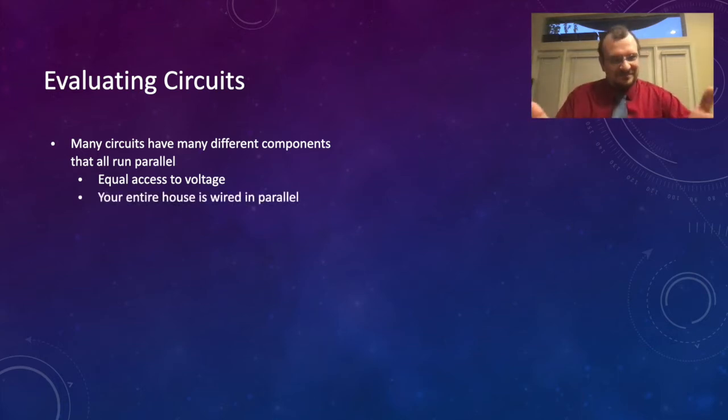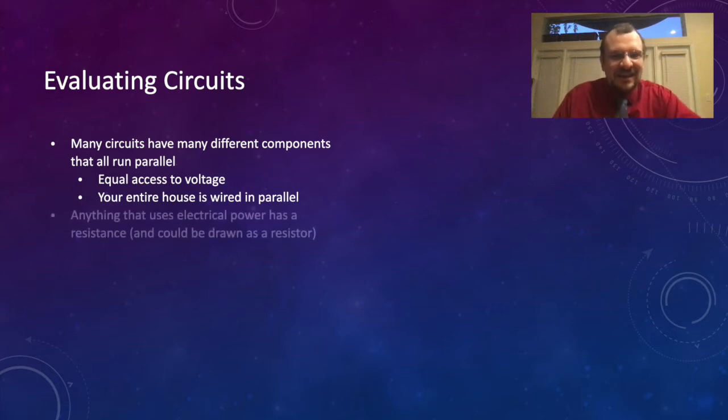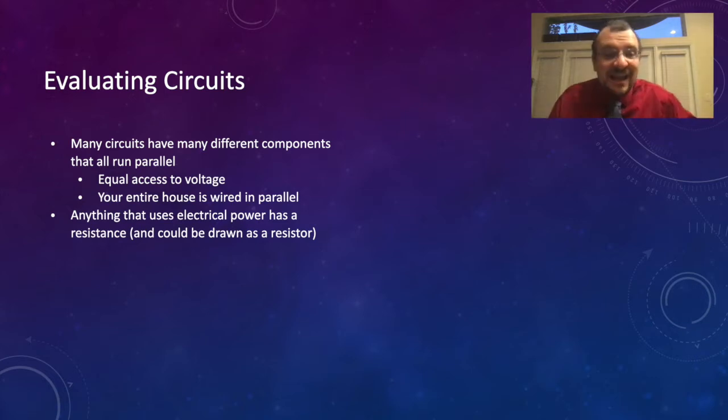Everything is run in parallel in our houses. So everything that uses electrical power has a resistance and could be drawn as a resistor, just like what we saw in our series circuits. If I were to draw a circuit diagram of my kitchen, I would have one resistor for that coffee maker and one resistor for that toaster and another resistor for the computer that is also currently plugged in my kitchen.